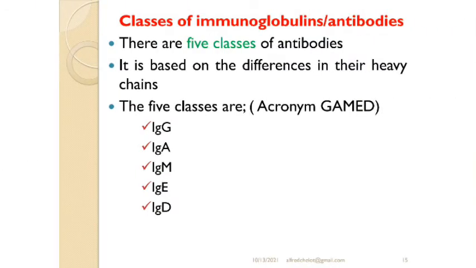So we have to discuss the 5 classes of immunoglobulins that we have already highlighted. These 5 classes of immunoglobulins are distinguished based on differences in their heavy chains. So we have immunoglobulin G, A, M, E, and D, and you can remember them using the acronym GAMED.